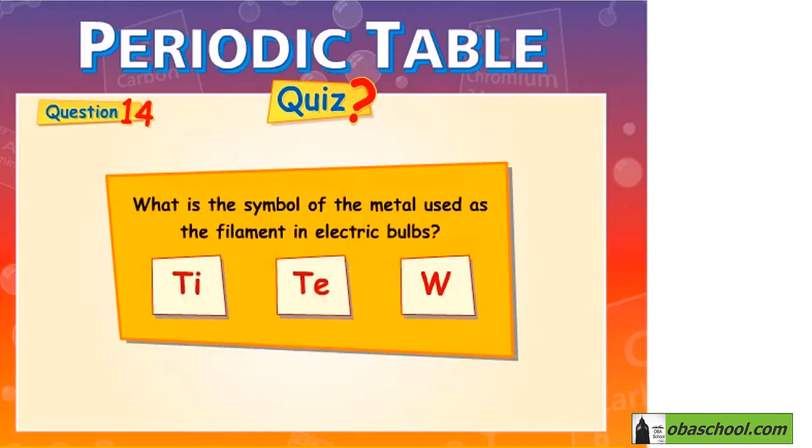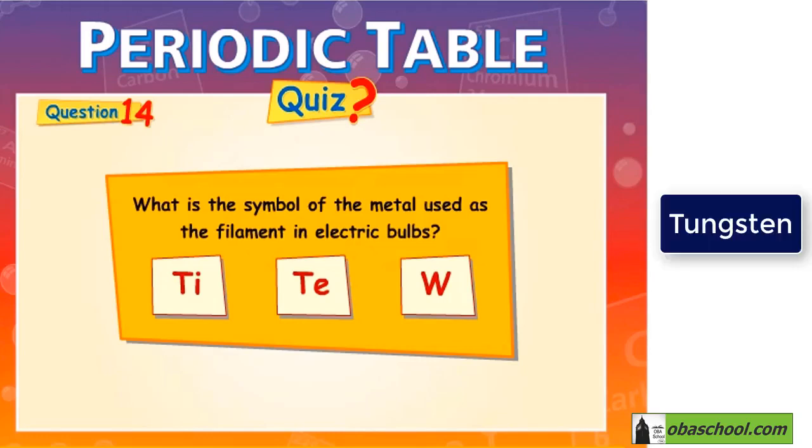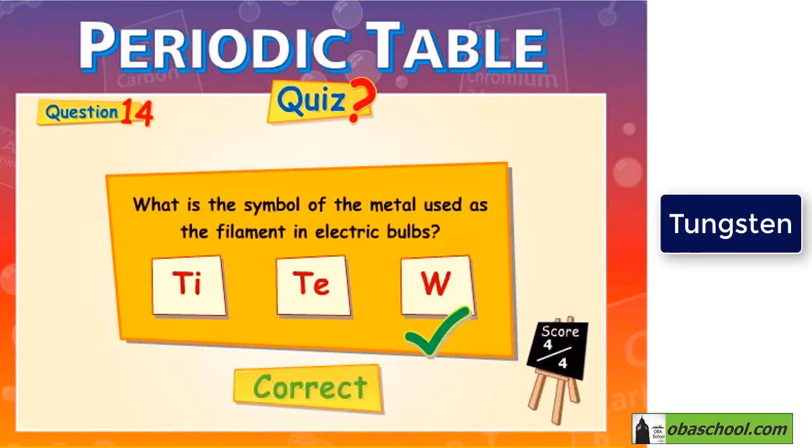What is the symbol of the metal used as the filament in electric bulbs? Ti, Te, or W? Well, you know that elements in the periodic table have different uses, and the metal that is used as a filament in the electric bulb is called tungsten. W is the symbol of tungsten.